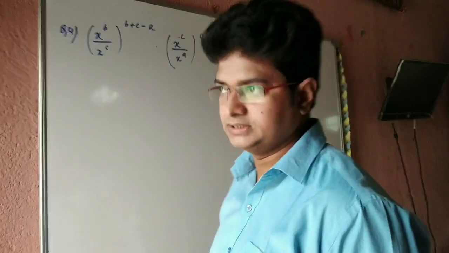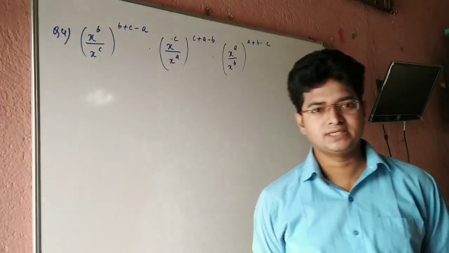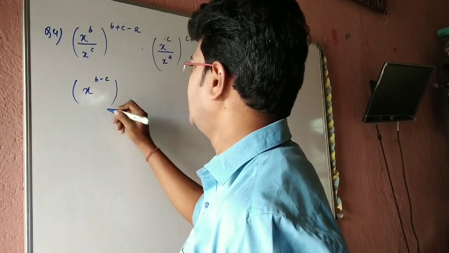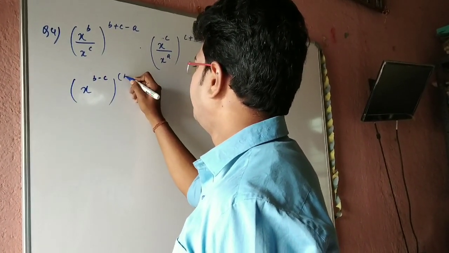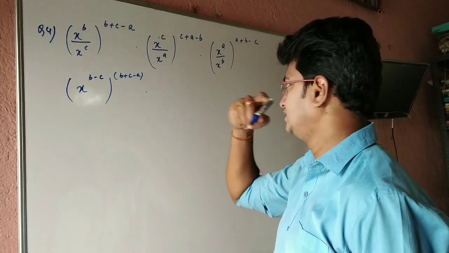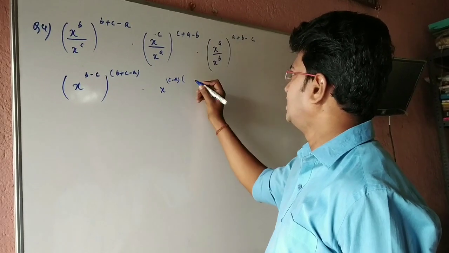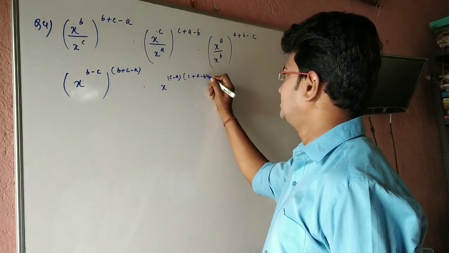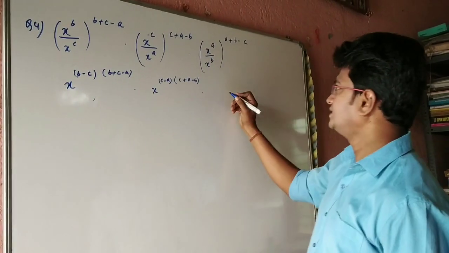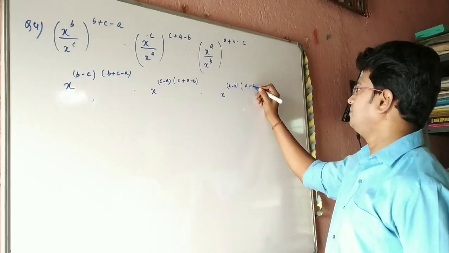Now let us solve this question. First we will start with the basic concept. Since it is in division and the base is the same, we will subtract the powers. So the first step: we write (x to the power b minus c) whole to the power b plus c minus a. We will put a bracket so that it becomes easier to understand. Here x to the power c minus a, and outside it is given c plus a minus b. In the same way, here we can write a minus b, and outside it is given a plus b minus c.